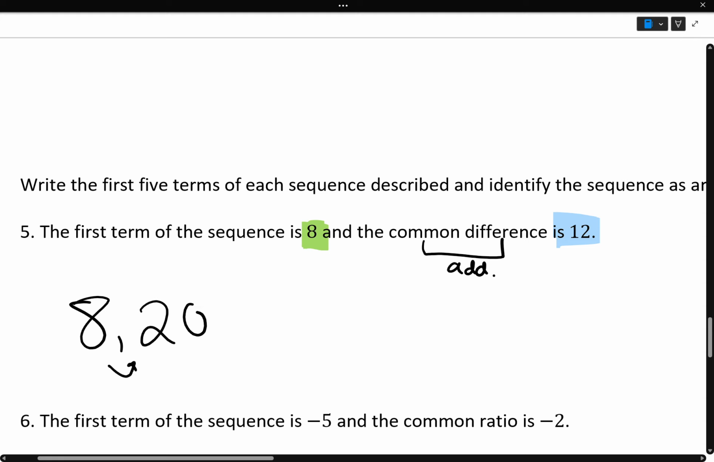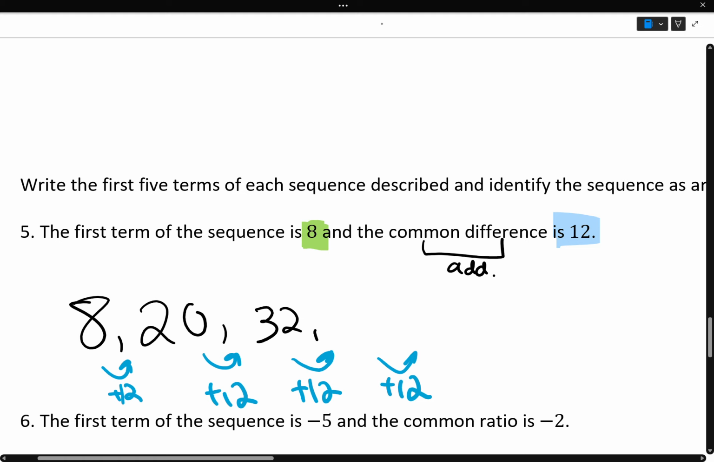Oh, I want to color code it. Blue. Plus 12. Plus 12. How many do we want? The first 5. So we're going to add 12. So 1, 2, and then 3 more times. Okay? So then we got 32, 44, and 56.